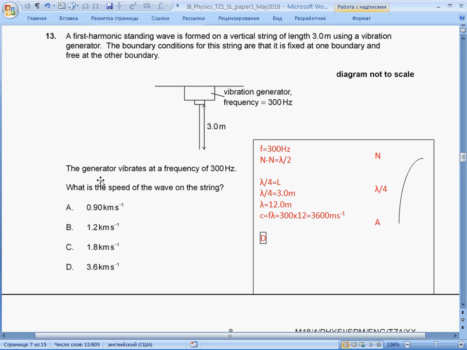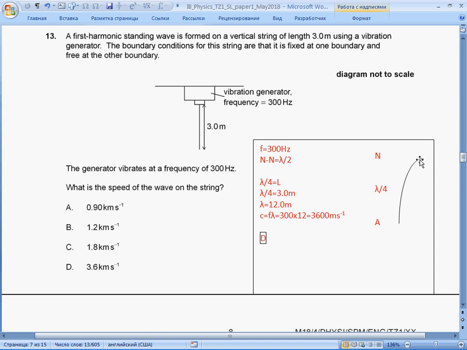A first harmonic standing wave is formed on a vertical string of length 3 meters using a vibration generator. The boundary conditions for the string are that it is fixed at one boundary and free at the other boundary. The generator vibrates at frequency 300 Hz. What is the speed of the wave on the string? So frequency is 300 Hz. So this is a picture of how it is vibrating.